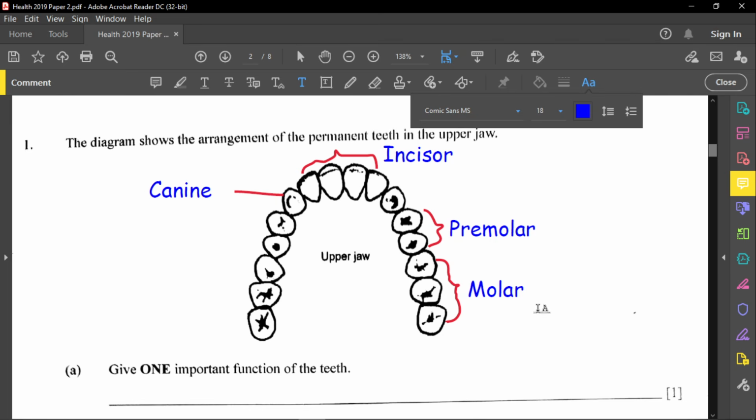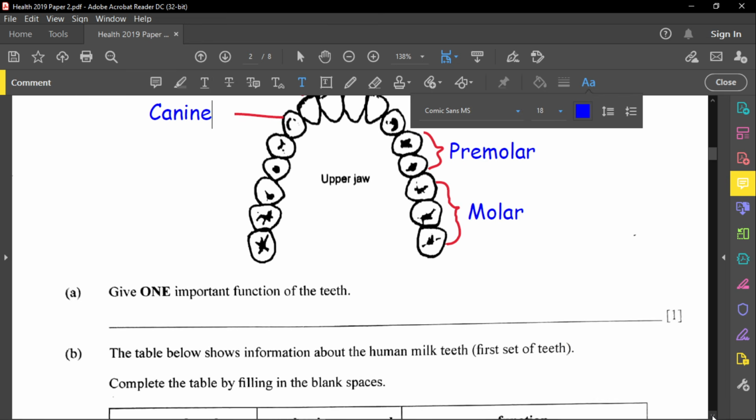Great, so those are the labels, and please remember that the premolar are the same on the other side. The molar, the same thing. The canine, one on either side. Now let's go to our first question, which says give one important function of teeth. The main function of teeth, besides giving you a nice smile, is to chew food.